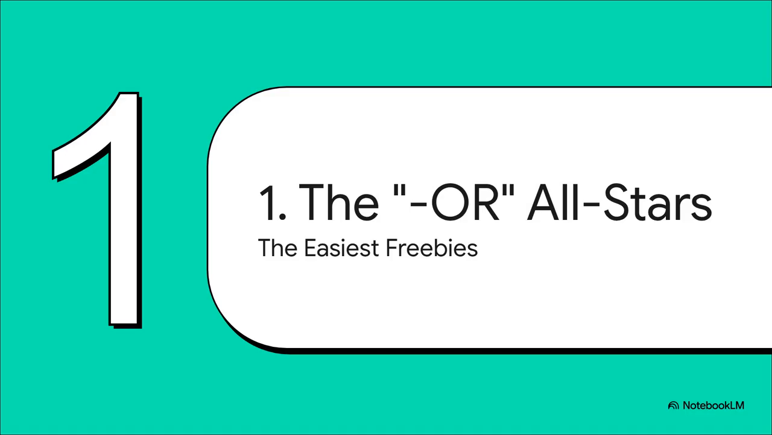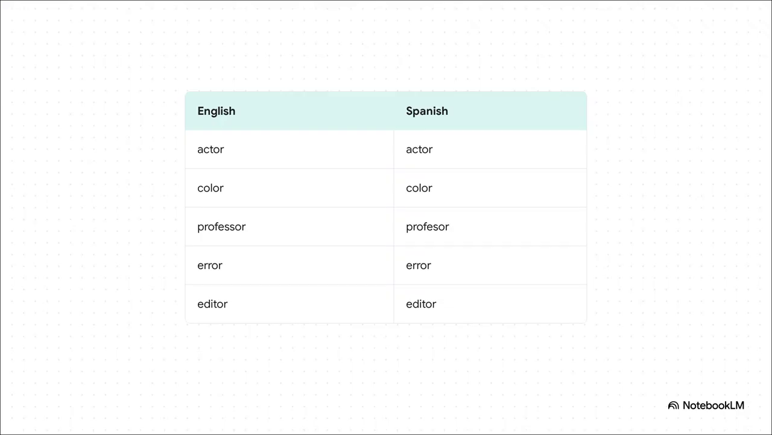Okay, so let's start with the absolute easiest wins you can get. We're calling these the AAR All-Stars. Seriously, think of these as a little welcome gift from the Spanish language. They're total freebies. Just look at this. Actor, color, professor, error, editor. The pattern here could not be simpler. If a word ends in -or in English, there is an extremely high chance that it is the exact same word in Spanish. Same spelling.